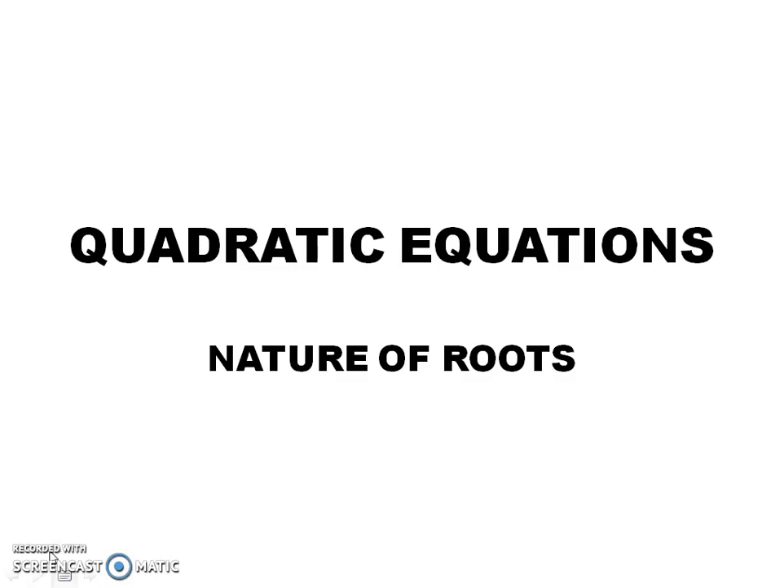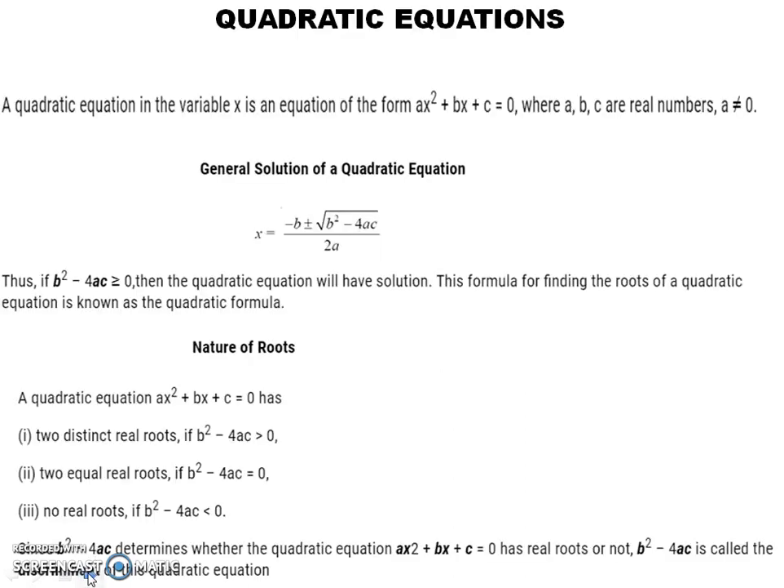Good morning, students. Today we will be discussing the topic nature of roots. In the previous section, you have seen that the roots of the equation ax square plus bx plus c equal to 0 are given by x equal to minus b plus or minus root of b square minus 4ac, the whole divided by 2a. Now, where is this b, a, c coming?